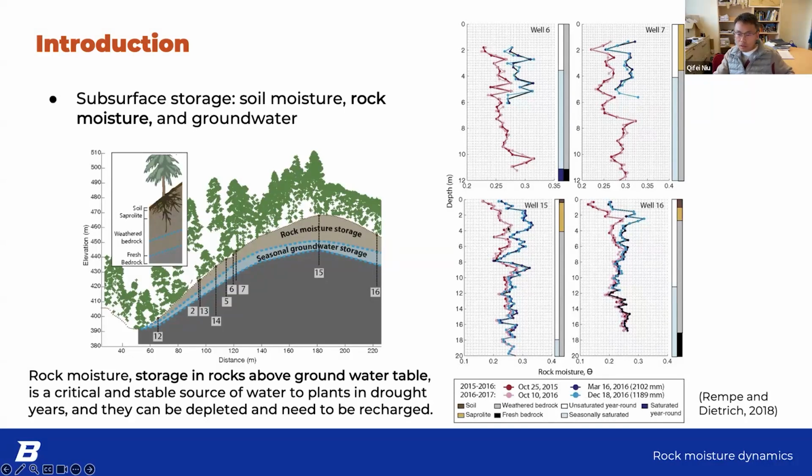Yeah. So rock moisture is like a storage in the rocks above the groundwater level. Many studies have shown that it is a stable source for the plants to use. It can also discharge to the streams in the dry seasons. So that's why we want to study more about rock moisture.